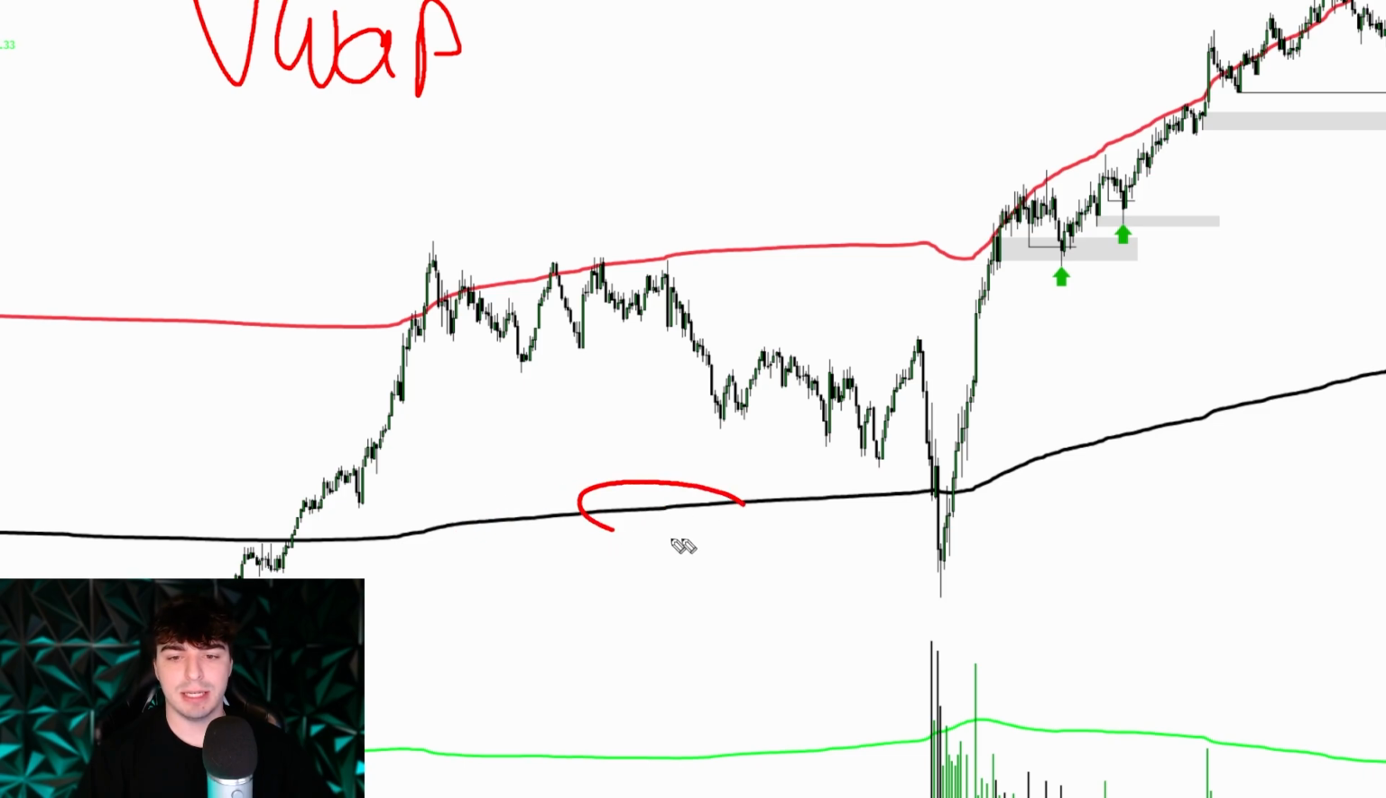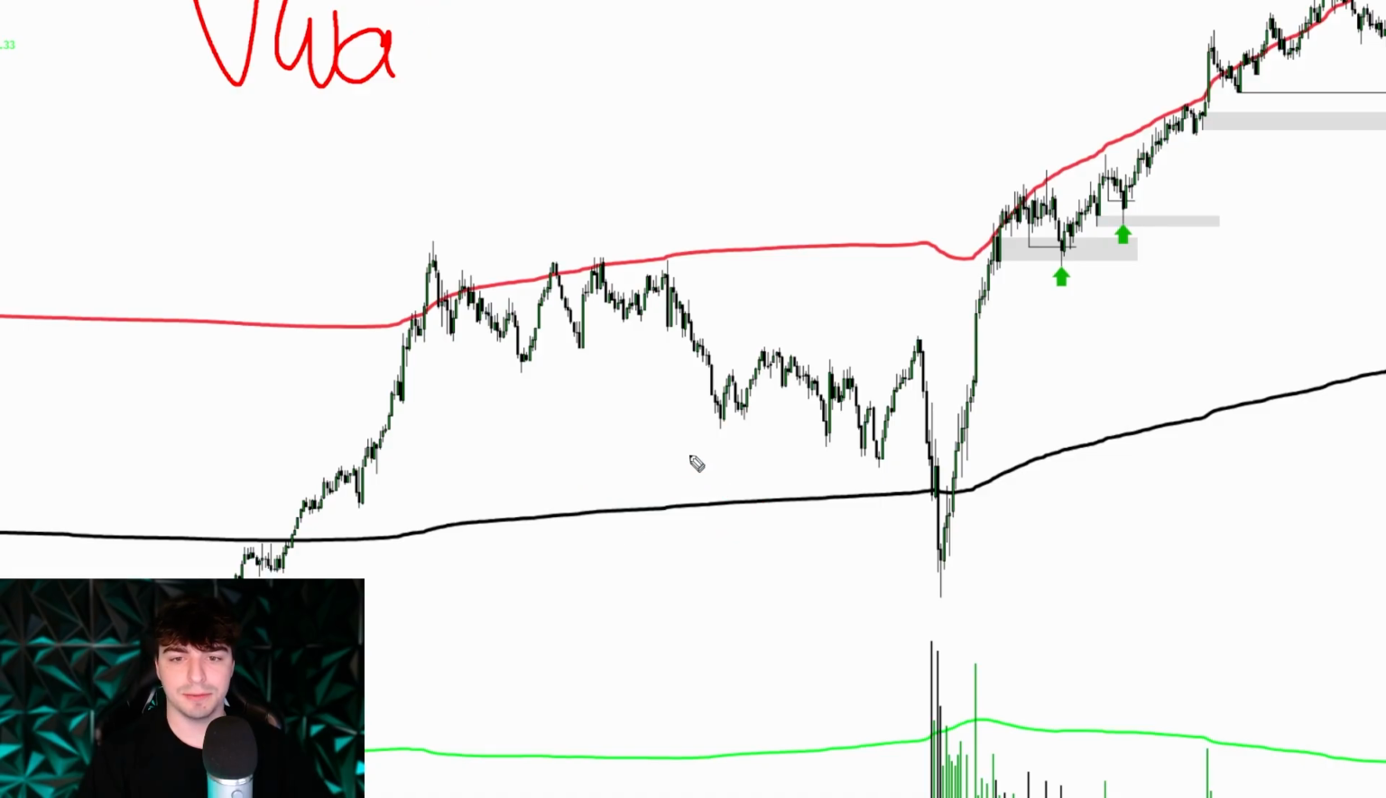Now this middle line here is the volume weighted average price. So think of this as like the session's average price with all the volume and all the traded prices in that session. That is the average. So that is the volume weighted average price.